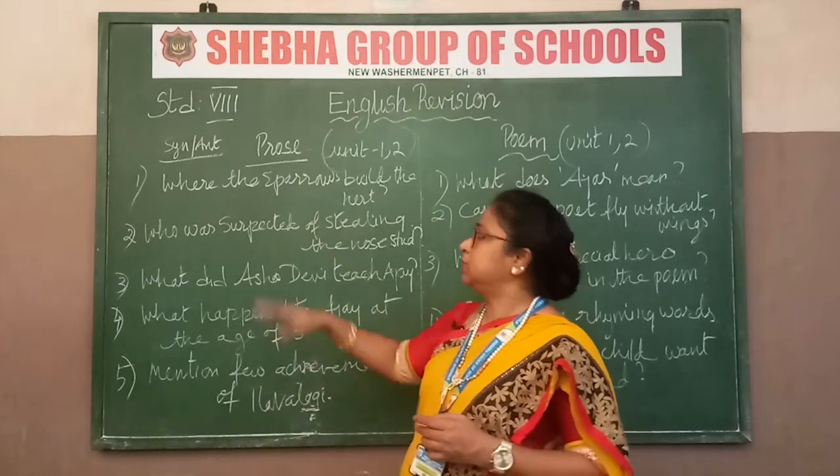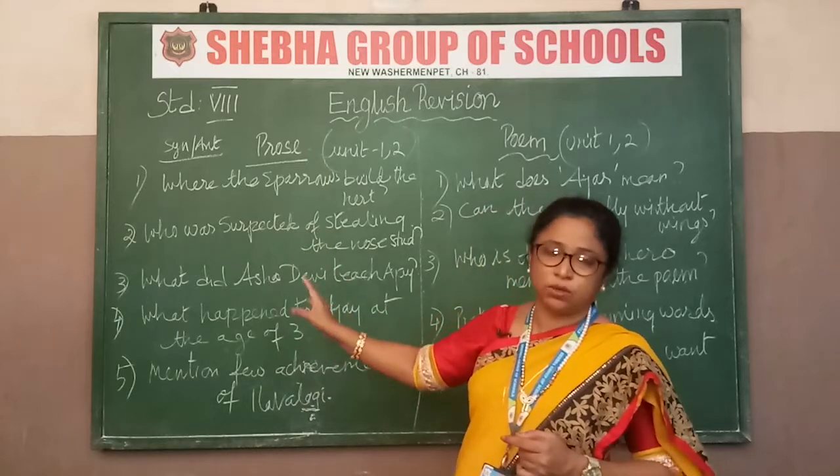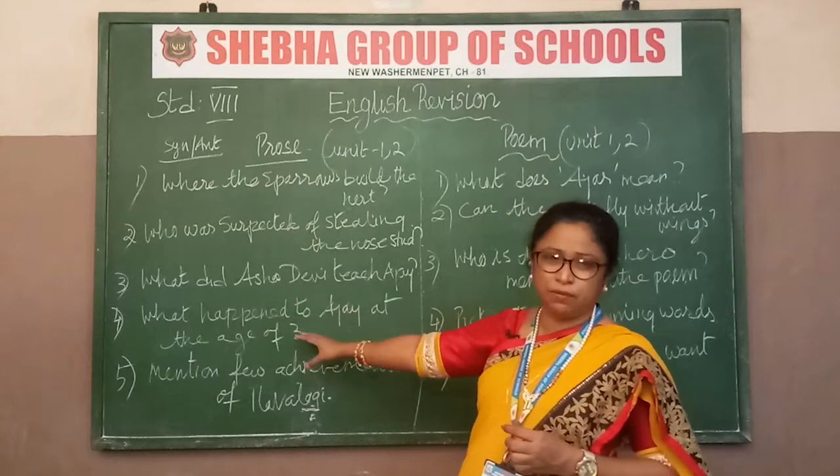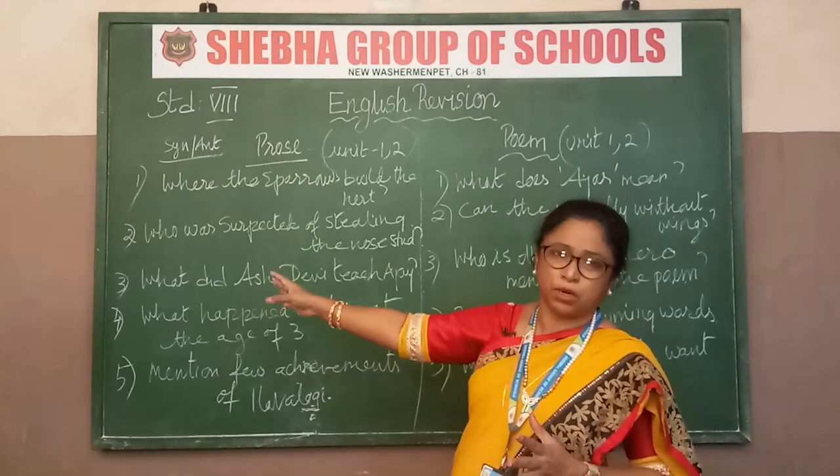And then next, prose question answers. Short answers only. No paragraphs. Only short answers. I have just given you 5. Go through it. It may be important for you.